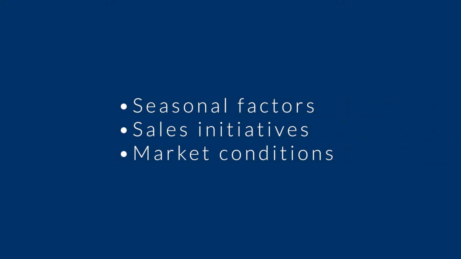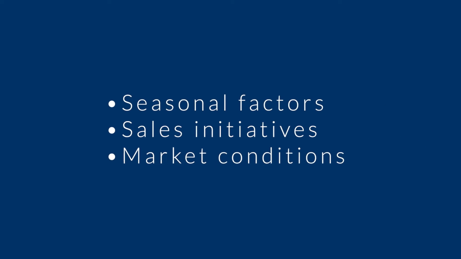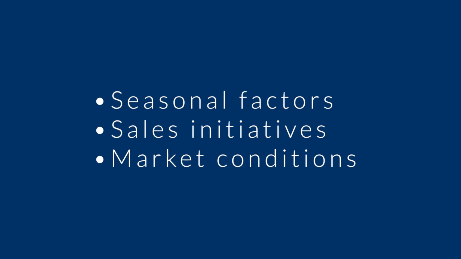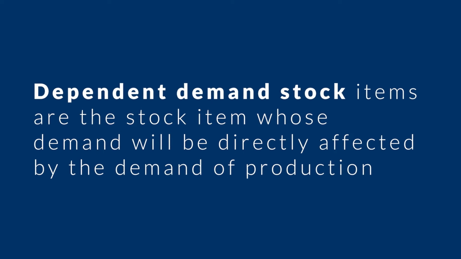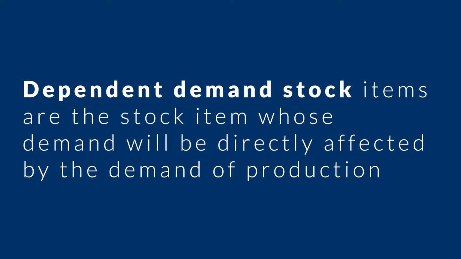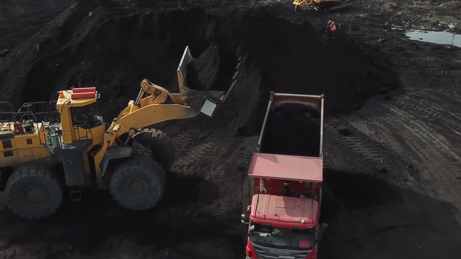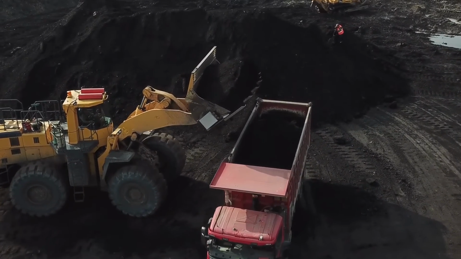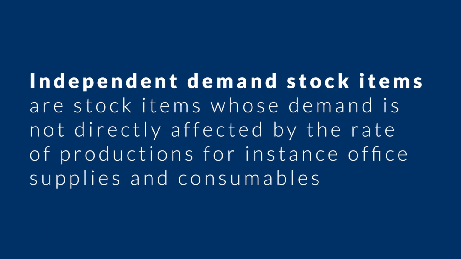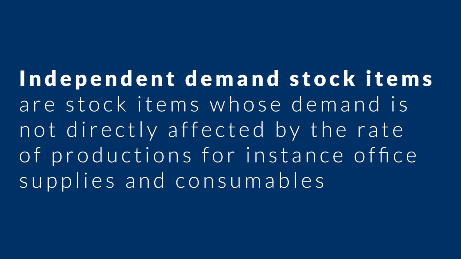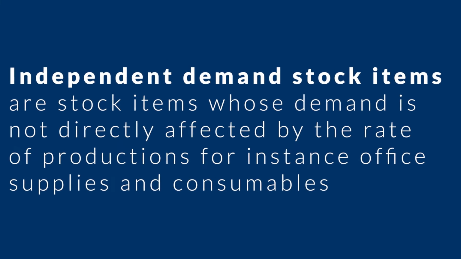Now, some other things that you'll need to consider here will be things like seasonal factors, sales initiatives, and market condition. Dependent demand stock items are stock items whose demand will be directly affected by the demand of production. For example, raw materials used in producing those products. While independent demand stock items are stock items whose demand is not affected by the rate of production, for instance, office supplies.